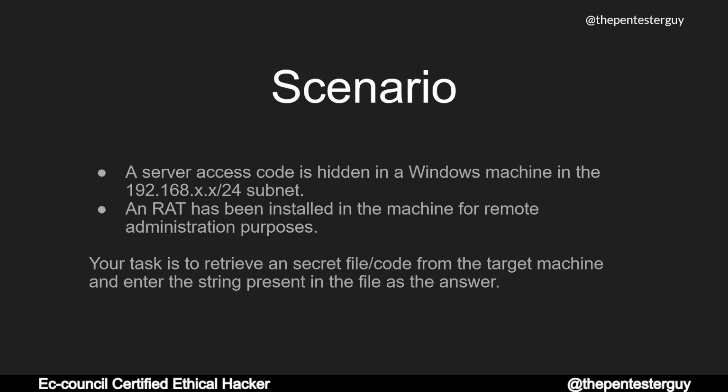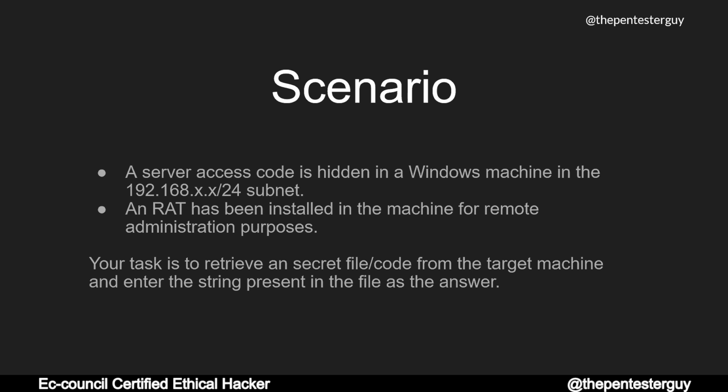So let me explain it considering a scenario which could be a relatable question for the exam as well. Suppose you have been told that a server access code is hidden in a Windows machine which comes under this subnet. This subnet could be anything. It depends upon your own individual situation. The second point would be a RAT has been already installed on a machine for remote administration purpose. And your task is to retrieve a secret file or code from the target machine and enter the string that is present in that file. That means in that secret file.